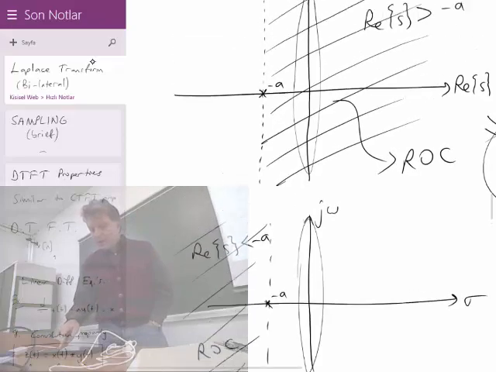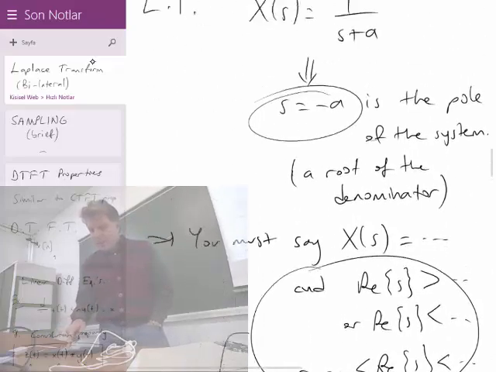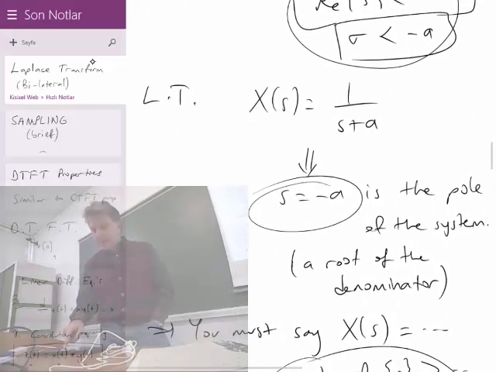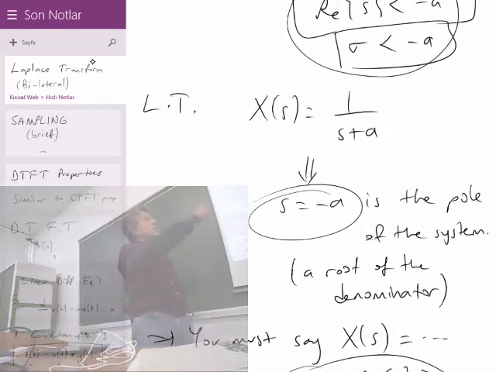The system function, for example, in one of the examples, was 1 over s plus a, as shown there. So it's a simple system. It's a first order system because the denominator has only one root, and that's why it is called a first order system. And that root is at s is equal to minus a. So depending on the value of that a, it may be a real value or a complex value.